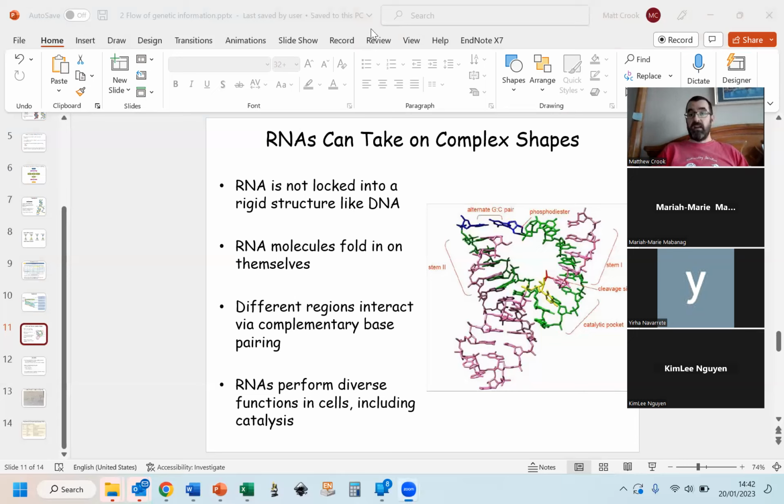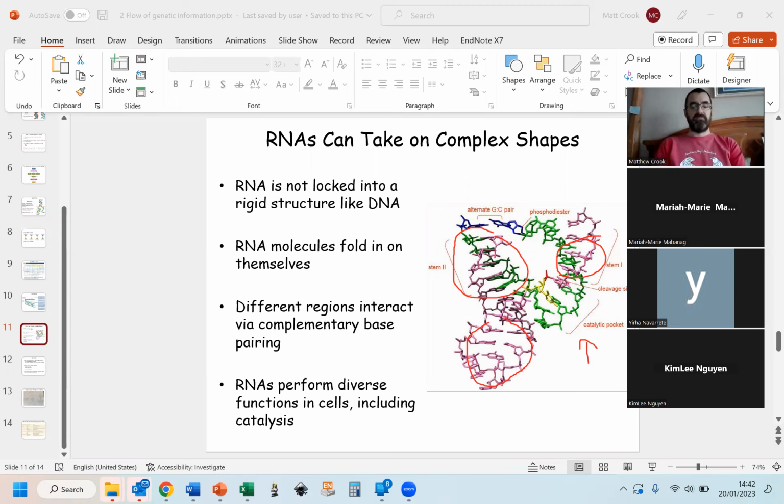RNAs can bond to themselves. It's what you see here in these stems. So you have double-stranded RNA here and here. You can have these loops. And you can also have catalytic domains as well, which are the parts of the RNA molecule that actually do stuff.